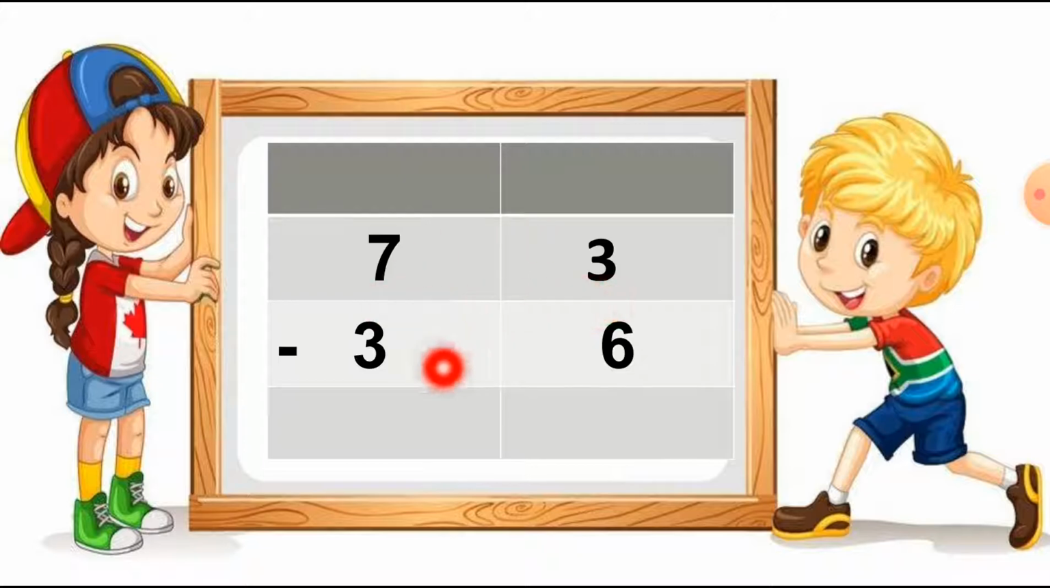Next one, 73 minus 36. In this, the ones column, 3 minus 6. So 3 is a small number and 6 is a big number. So we can't take away 6 from 3. So we have to cut 3 and take 10 from the tens column. So 3 becomes a 13. Now we can cut 6 from this 13. So 13 minus 6 is equal to 7.